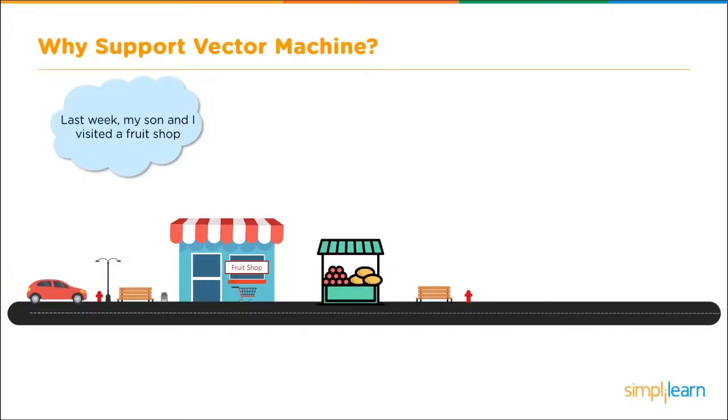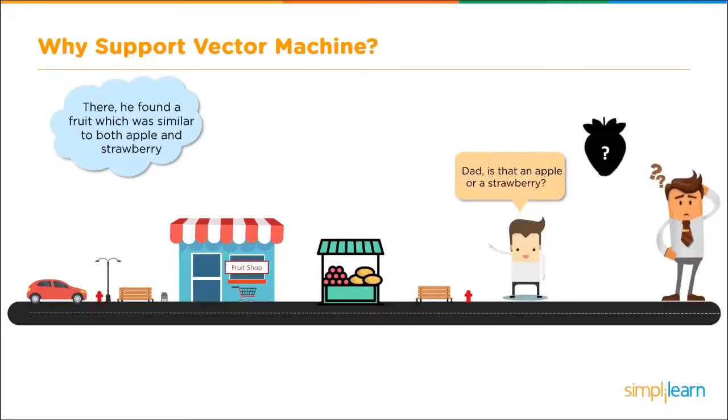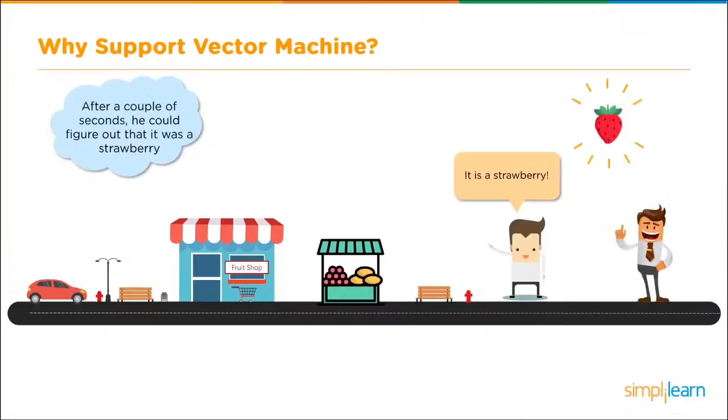In this example, last week, my son and I visited a fruit shop. Dad, is that an apple or a strawberry? So the question comes up, what fruit did I just pick up from the fruit stand? After a couple of seconds, you could figure out that it was a strawberry.